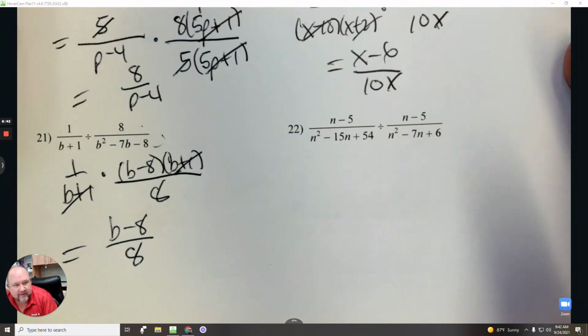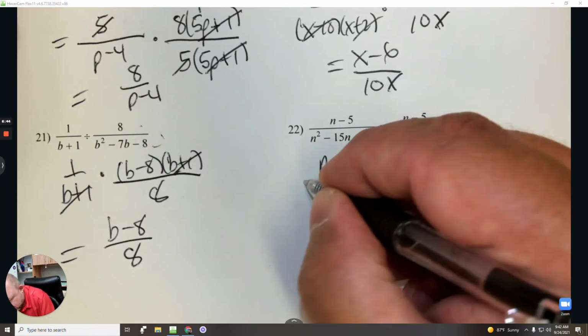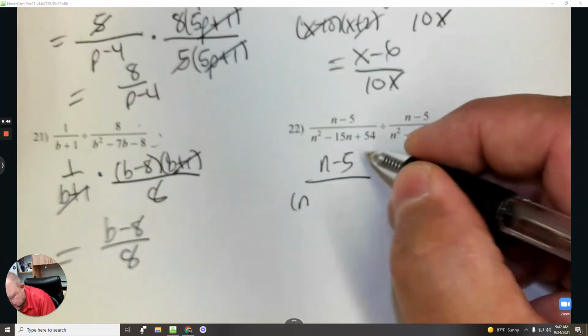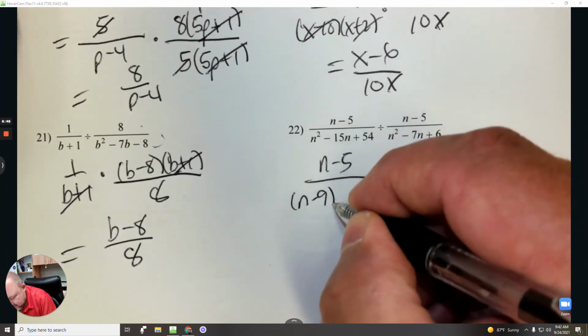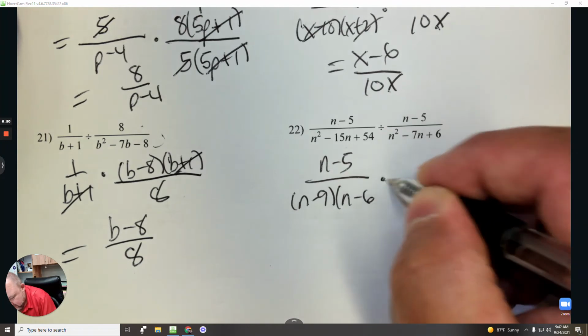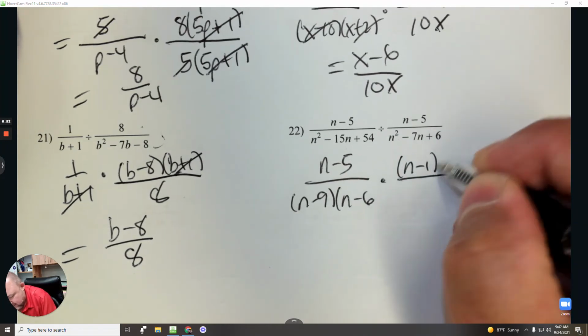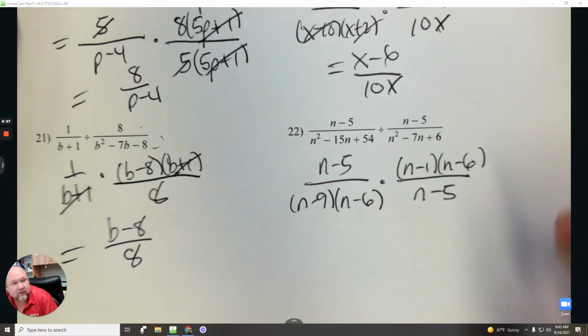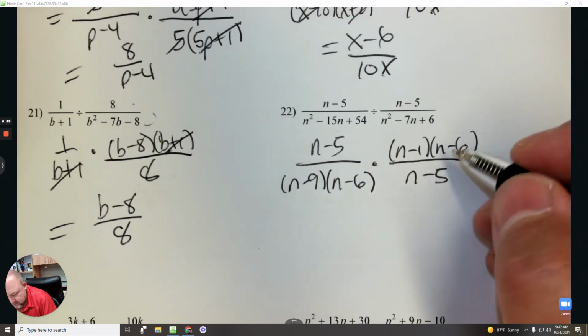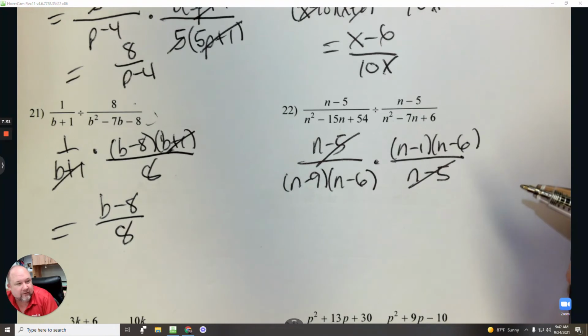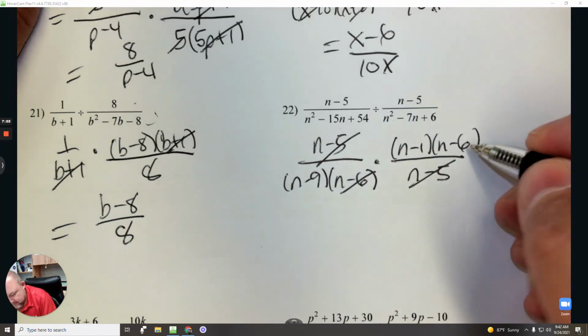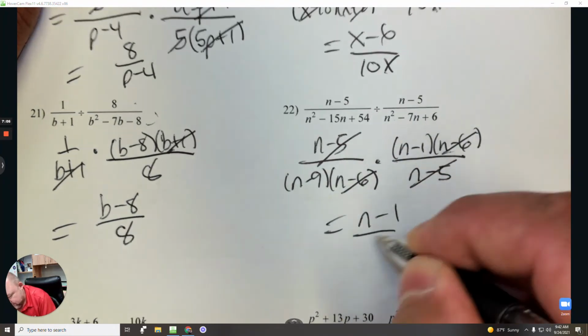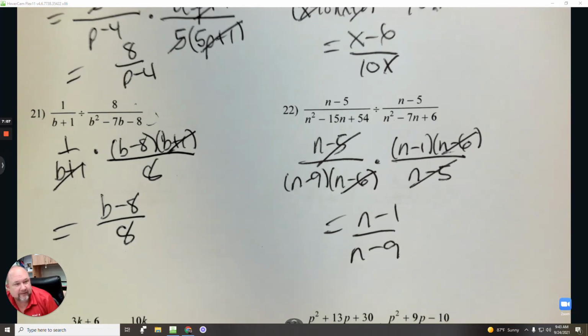Number 23, I'm going to factor and do the reciprocal and change it to multiplying. So this is negative 9 and negative 6. Change it. This is negative 1 and negative 6. And now at this step, you can remove. So any factor on the bottom removes a factor on the top. And then what's left is your answer after you do the removing.